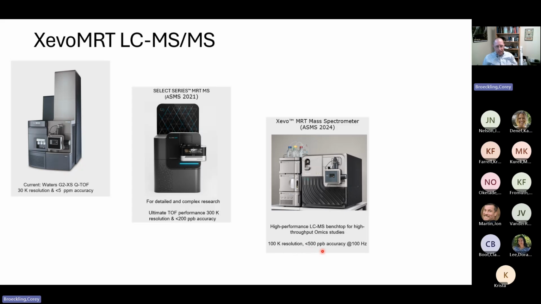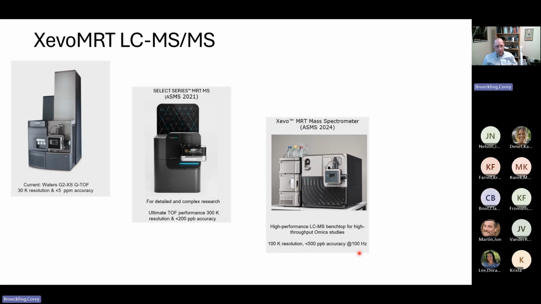So we're in the sub-ppm mass accuracy range. But what's a big step up from the Select Series MRT is this particular spec right here, this 100 hertz. So you can actually collect up to 100 MSMS per second on this instrument, which is much faster than you can do on either the MRT Select Series or our older G2XS. And so I'll explain the importance of that as we go.